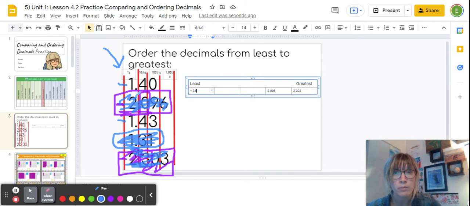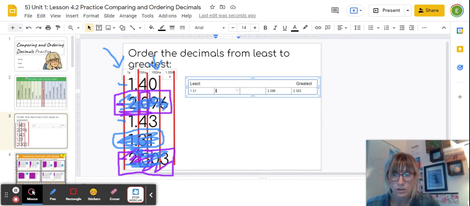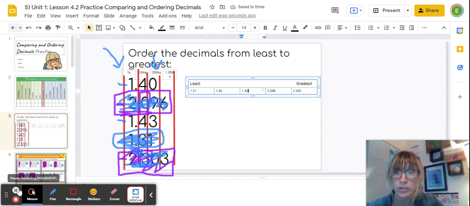And then we have a 1.4 and a 1.4, so we're tied until we see if we have a tiebreaker here in the hundredths column. Well, 0 is smaller than 3, so that means that 1 and 4 tenths or 40 hundredths is the next smallest, and then 1.43, or 1 and 43 hundredths, is that middle number there. So we've ordered our numbers from least to greatest.